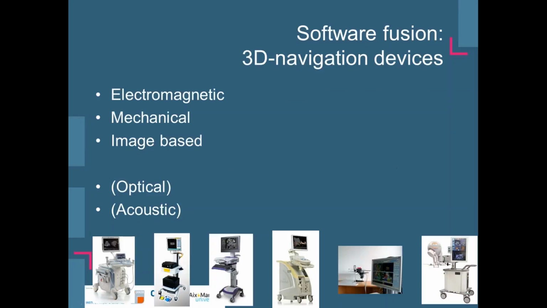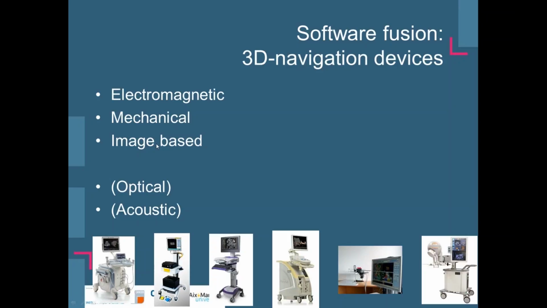If you do a software fusion, here just some technical informations. Well, you need to have something that tells the system where you're looking at with your ultrasound picture and where you are virtually in the MR picture. And for this, you need 3D navigation devices. And in most cases, it is done either with an electromagnetic field, where you have a sensor on the ultrasound probe, and then this sensor tells the system where you're looking at with the ultrasound probe. It can be done mechanically, so you have articulations fixed to the ultrasound probe that replace this electromagnetic sensor and tell the system where you're looking at.